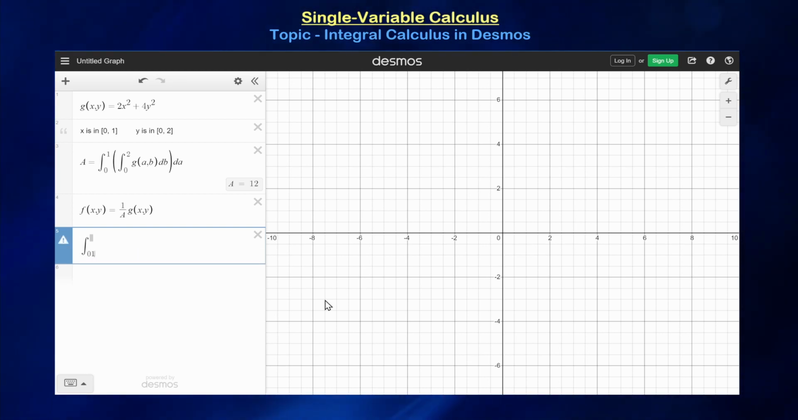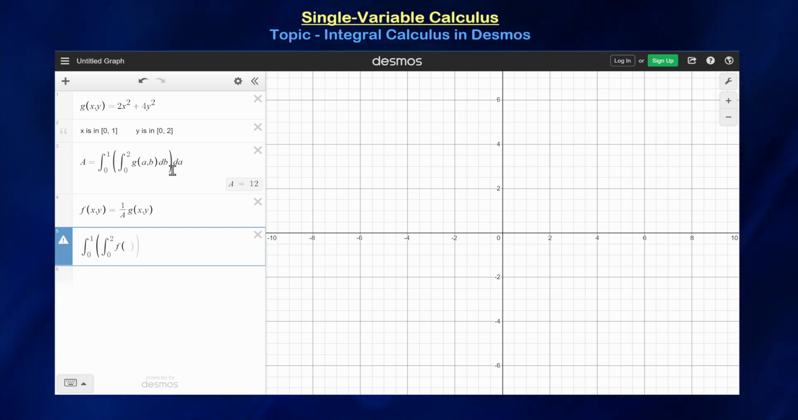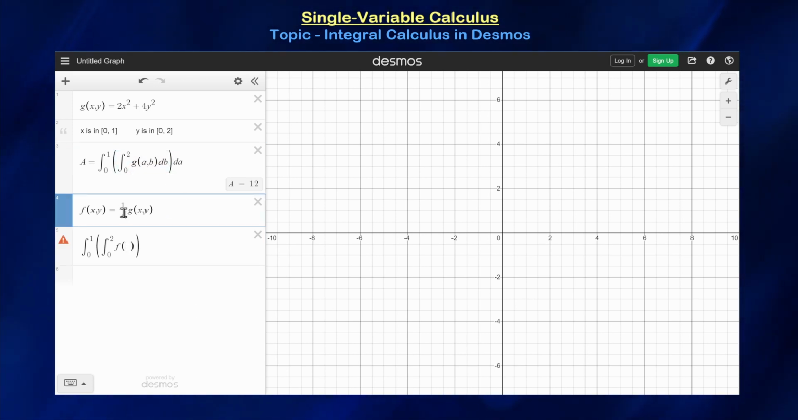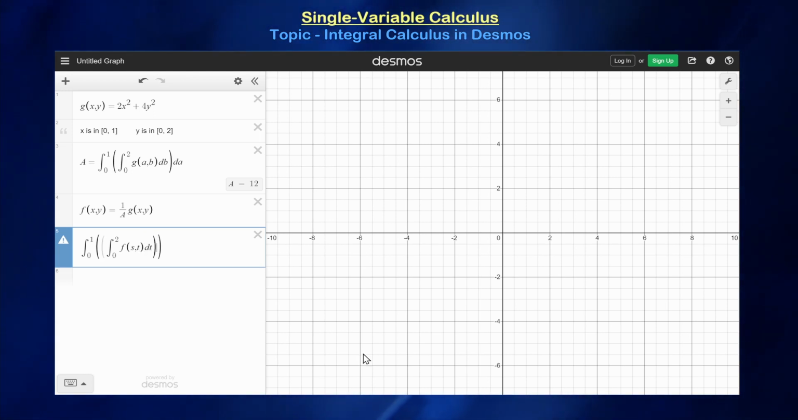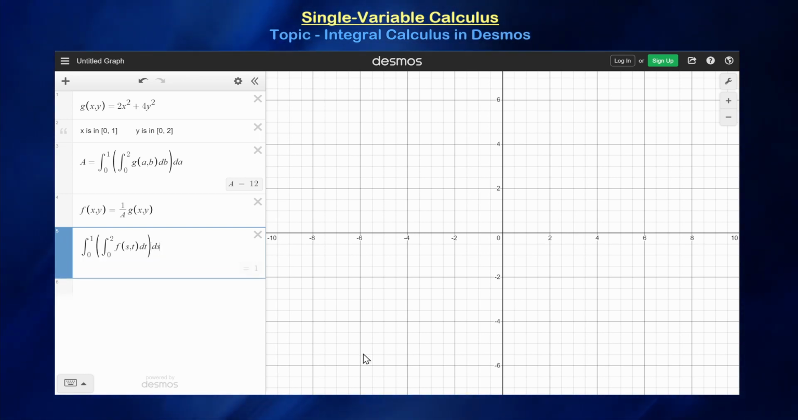So the integral from 0 to 1, and then the integral from 0 to 2 of this new function, let's do f of s comma t. Now we can't do a and b anymore because we're already using them here, and we've used a in that definition of f, right? Therefore we have to change the variables here a bit. So that's going to be s, t, and then t is our dummy variable for y, so it's going to be dt, and then ds, right?